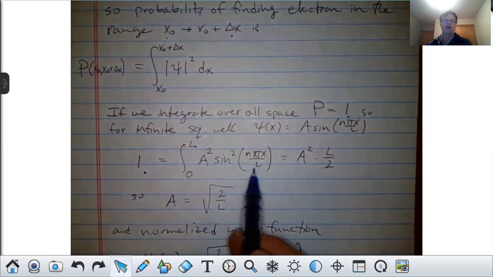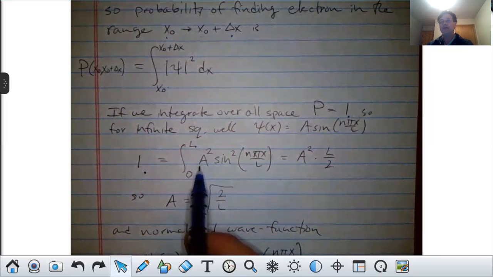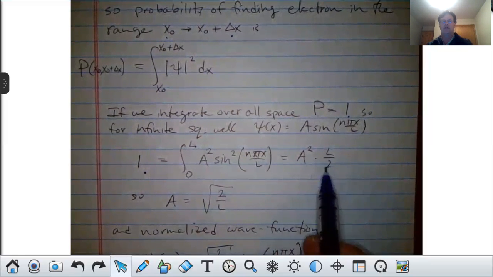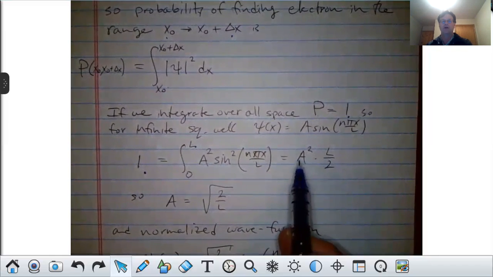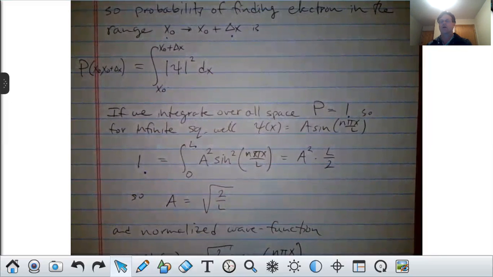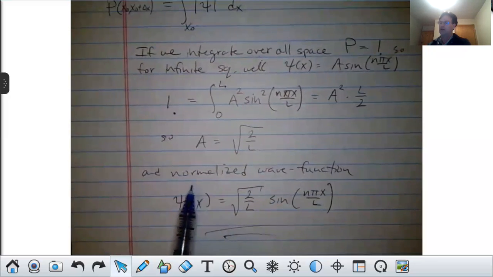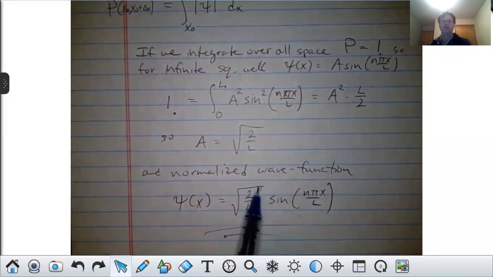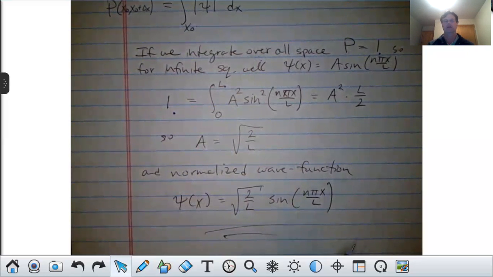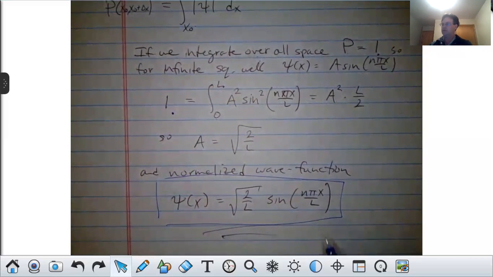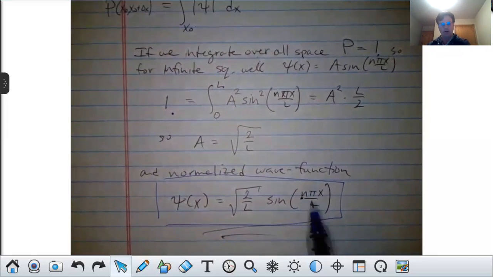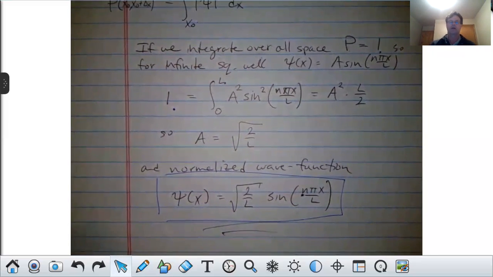Kn is n pi over L. And what that will give me is a formula for this constant A. If I do the integral, it turns out to be L over 2 here. And I get that 1 is equal to A squared times L over 2. Solve for A, I get that A is the square root of 2 over L. Then I have what's called a normalized wave function. So my constant is determined by normalization. And this is the final wave function for any of the energy levels, labeled by n, the principal quantum number, of the infinite square well.